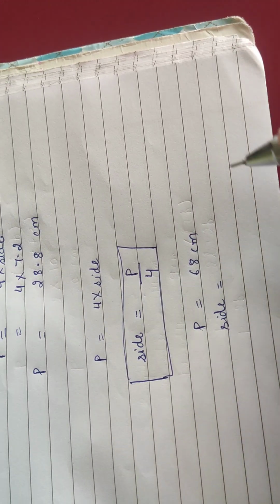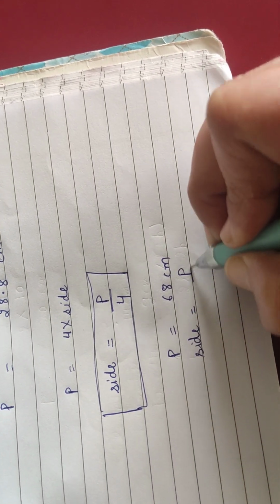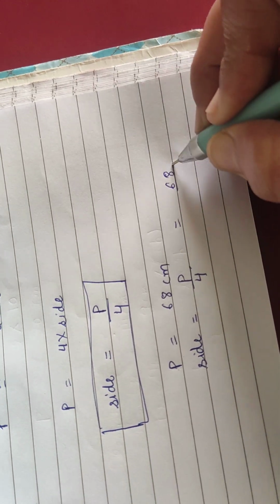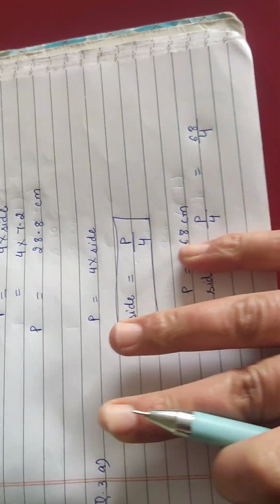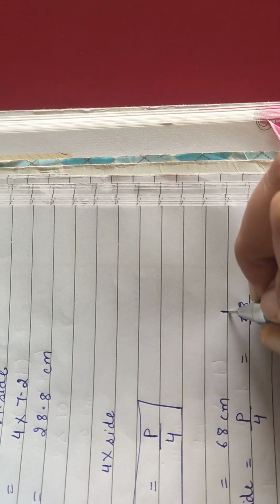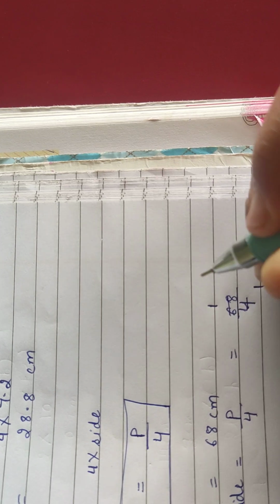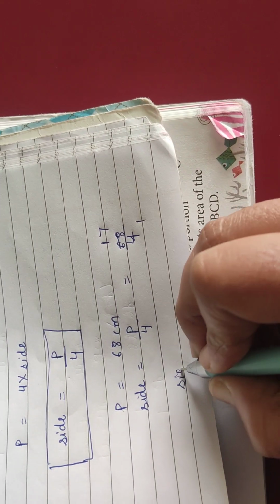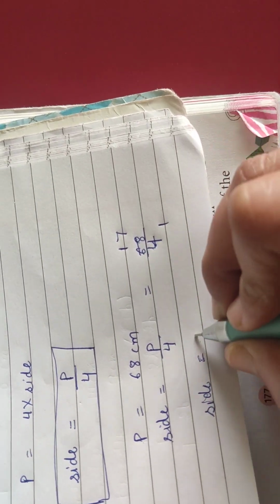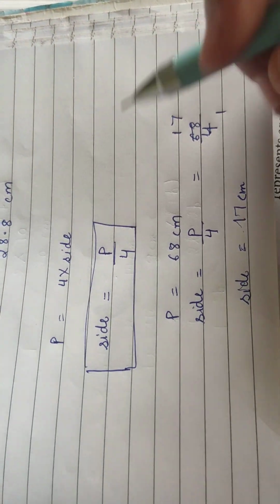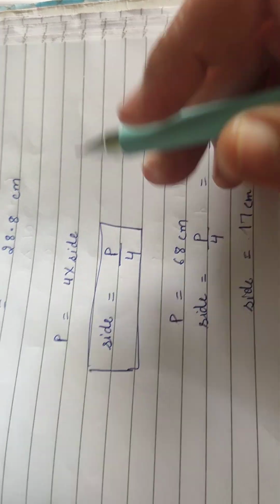Now in question number 3, perimeter is equal to 68 centimeter, and we have to find the side of this square. We know that side is equal to perimeter by 4. So our perimeter is 68 centimeter and it is divided by 4. Now do the cuttings. 4 ones are 4, 4 ones are 4 and 4 sevens are 28. So side of this square is equal to 17 centimeter. By using this formula you can easily find the side of the given square if the perimeter is given to you.